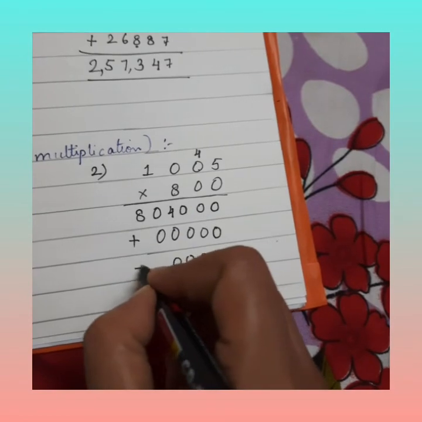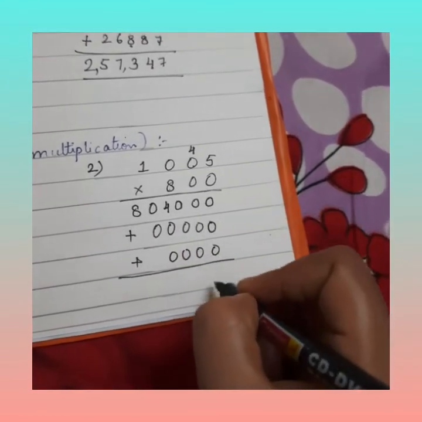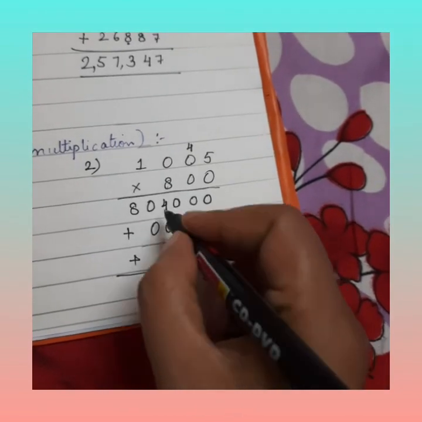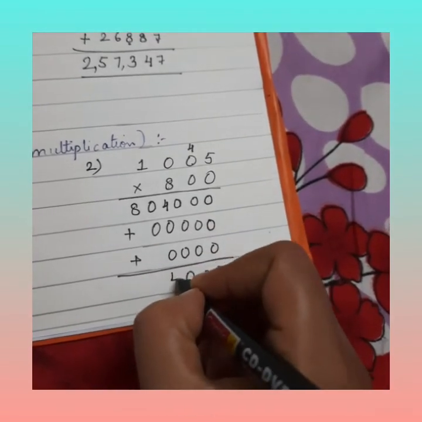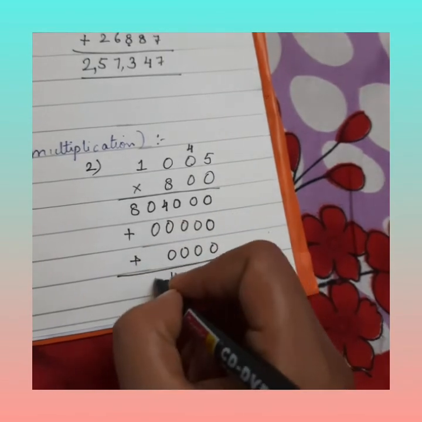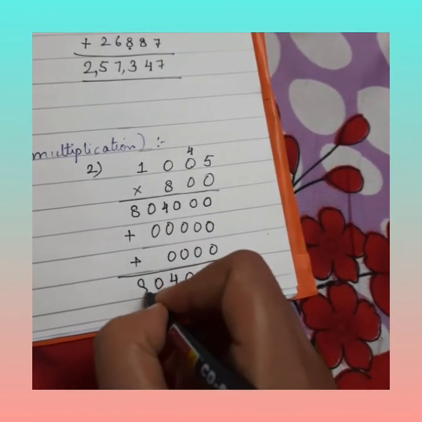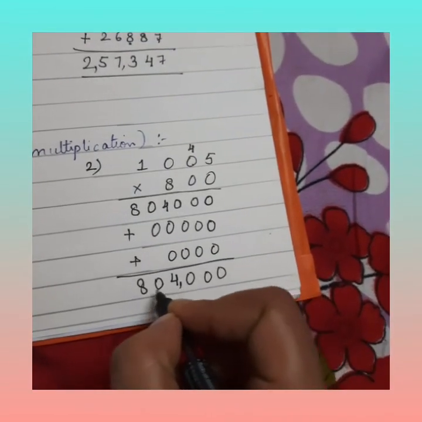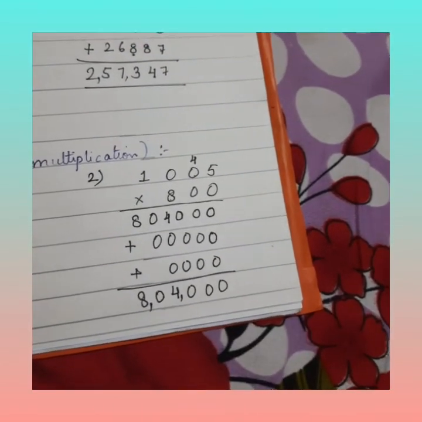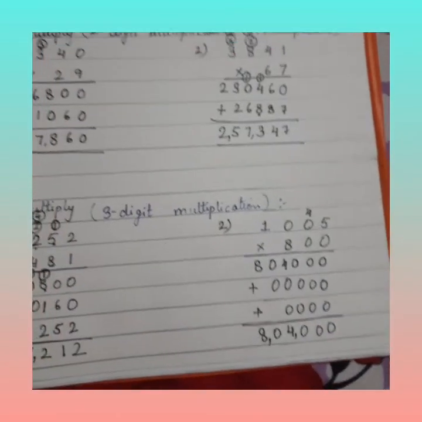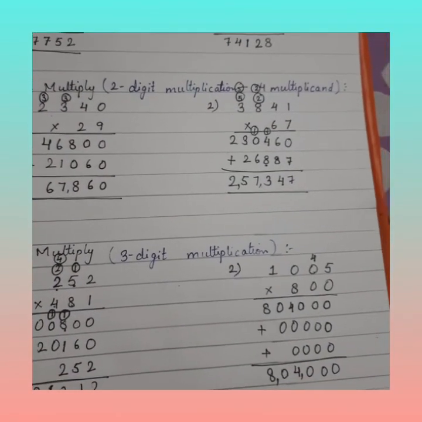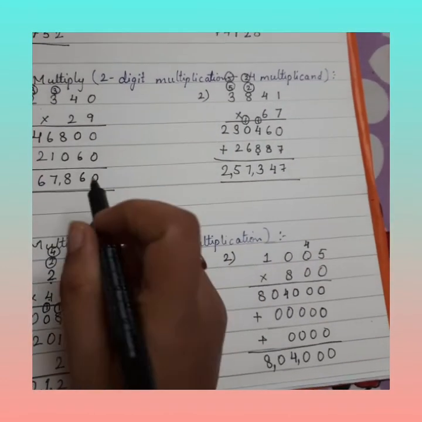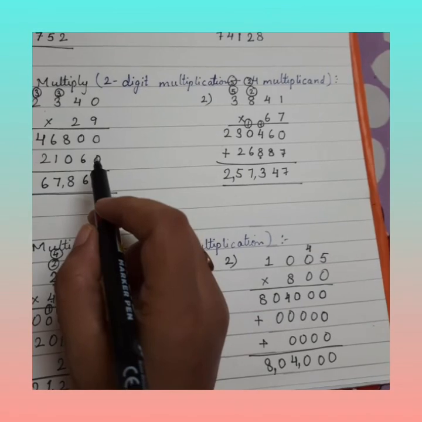Now add the numbers. 0 0 0. 4 plus 0 plus 0, 4. 0 plus 0, 0 and 8 will be carried down. So the number will be 8,04,000.